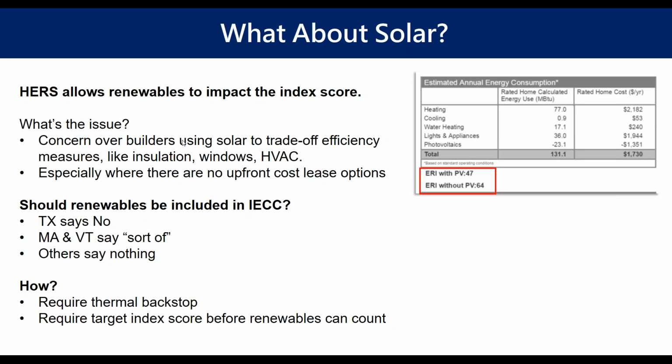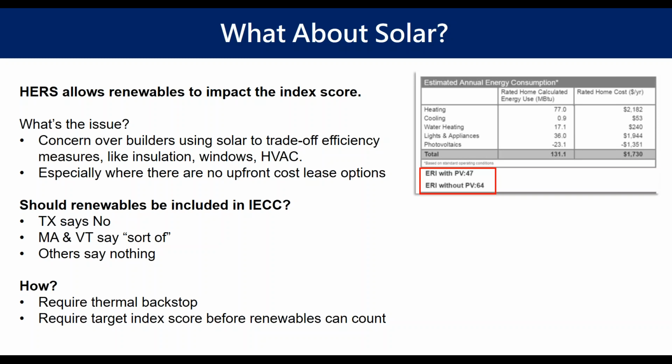So the really big topic during the 2018 IECC code hearings revolved around solar, or renewable energy more generally, but for the large part, solar's the biggest player there. One of the issues is that HERS, the home energy rating system, does allow renewables to have an impact on the energy score, your index score that comes out of it. And the primary concern is that builders are going to use solar to trade off for efficiency measures like insulation or windows or efficient equipment.